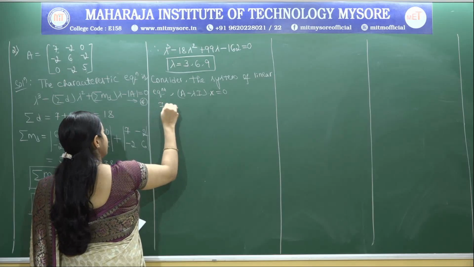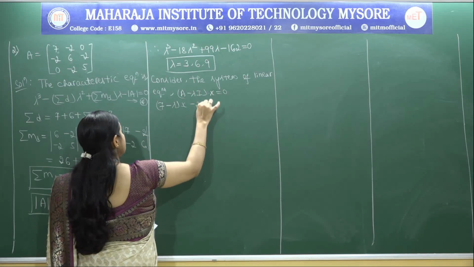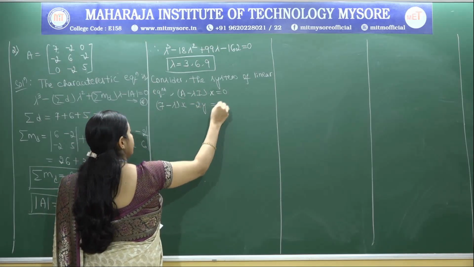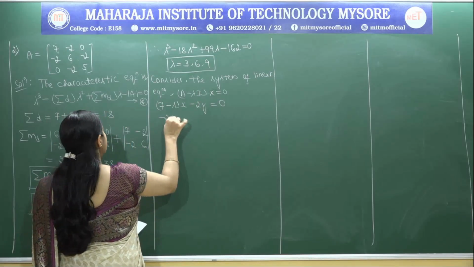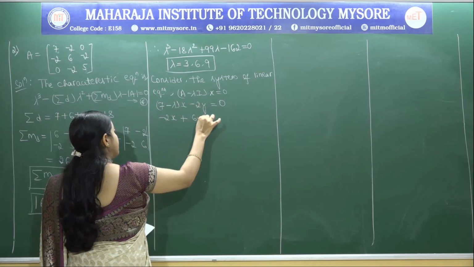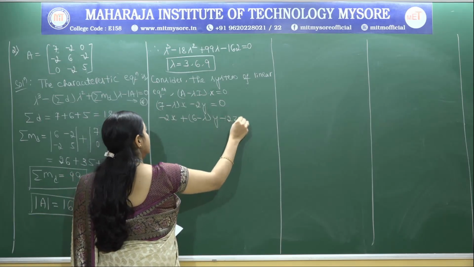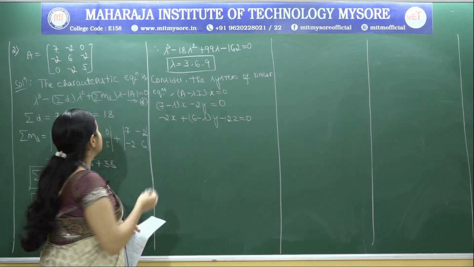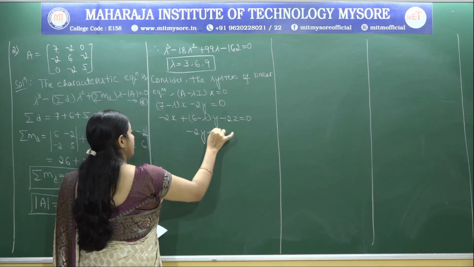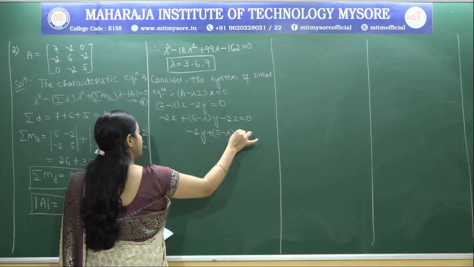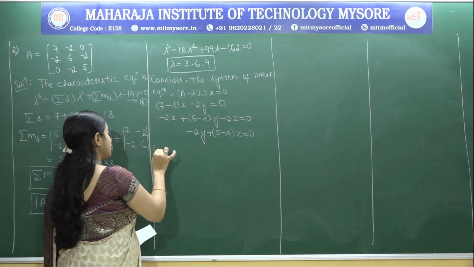So I write it directly, 7 minus lambda of x. Second one, minus 2y. Third term, z is 0, equals 0. Similarly, it is minus 2 into x plus 6 minus lambda of y, and the negative sign you have, minus 2z equals 0. Third one, x variable is 0, minus 2y plus 5 minus lambda of z equals 0. So these are the system of linear equations.